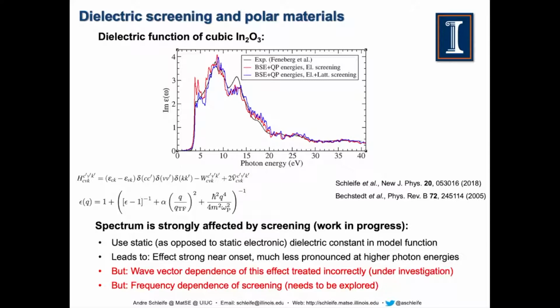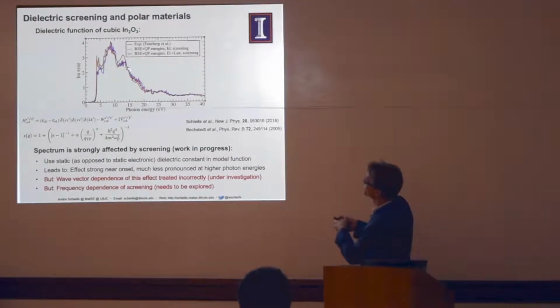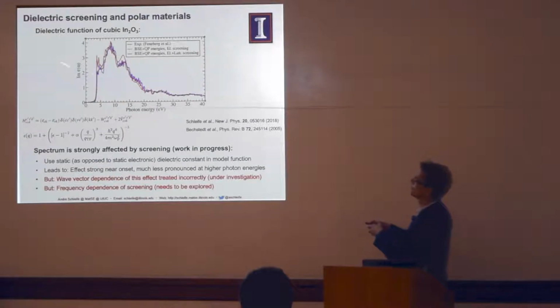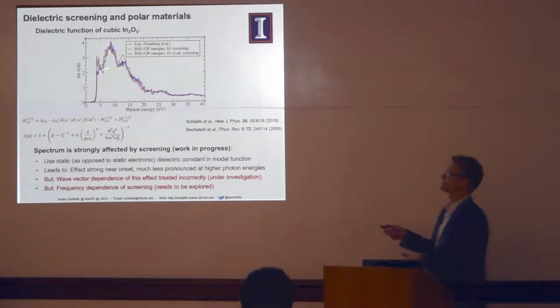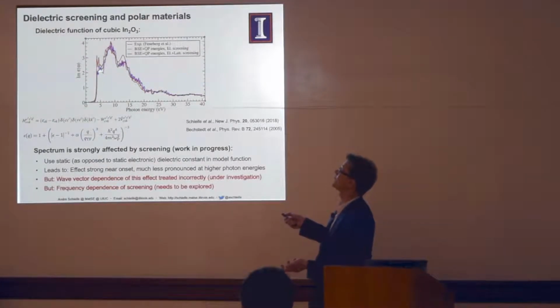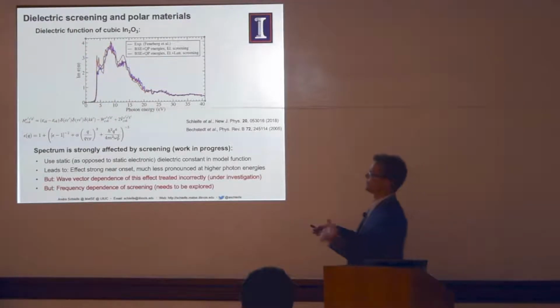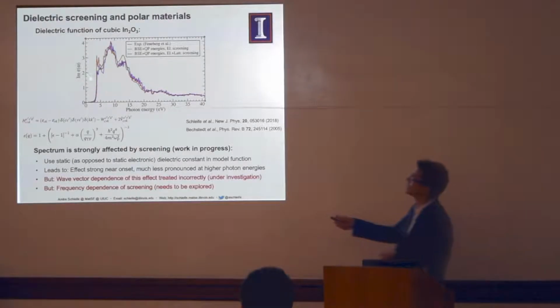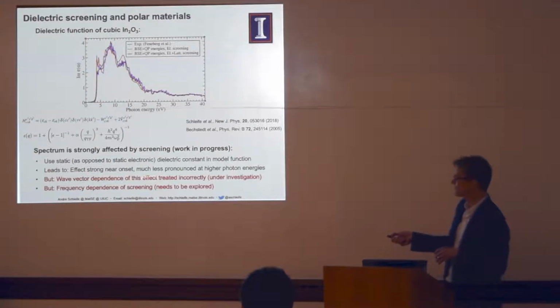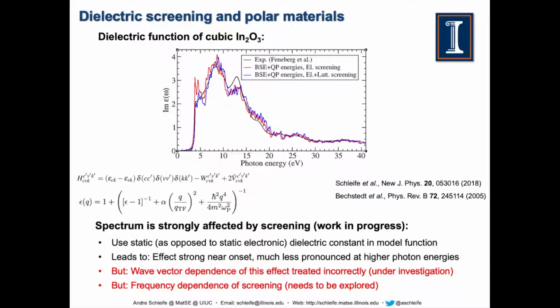Now what happens to the spectrum? At high energies, not much. You can see red and blue are still very close. At low energies though, the blue curve is now much more reduced. It's much closer to the experiment, sometimes maybe even underestimating the experiment, depending a bit on the frequency. But in any case, this additional screening gets us in the right direction. And so this now motivates us to actually take the wave vector dependence into account correctly. That's something that, as I said, Josh is currently working on.